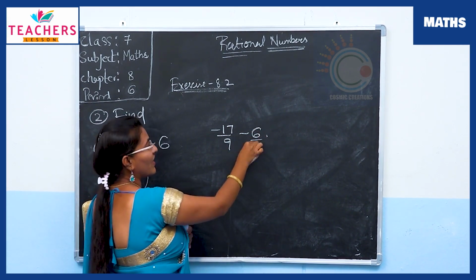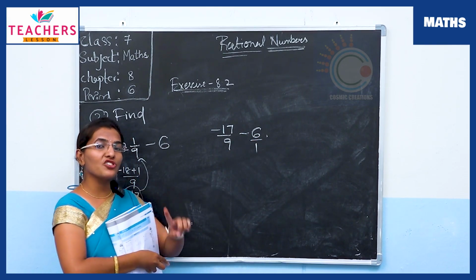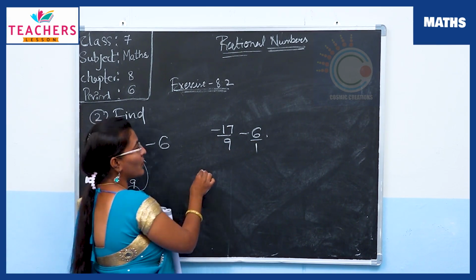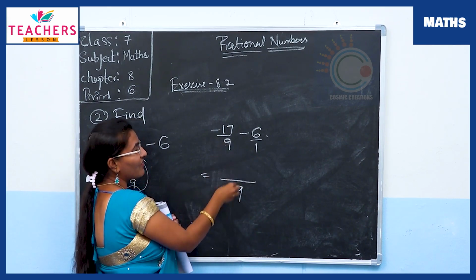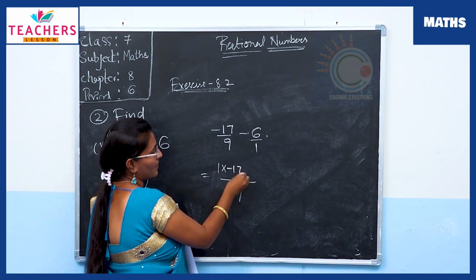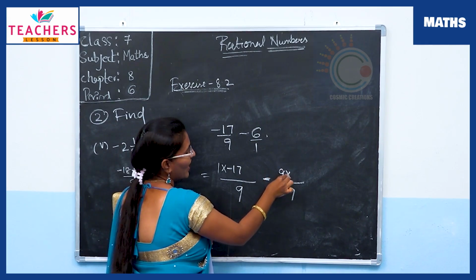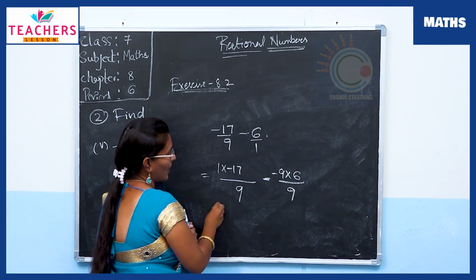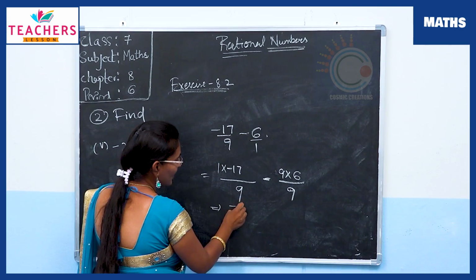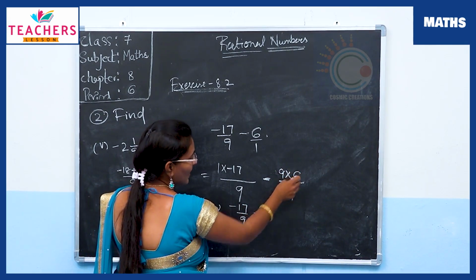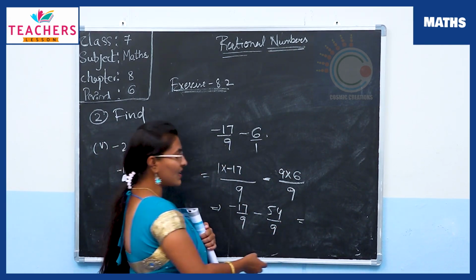So now we don't have a denominator for 6, so we can write it by 1, because rational numbers will always be in the P by Q form, right? So now we have 9 and 1. What is the LCM for 9 and 1? 9. 9 ones are 9, 1 into minus 17 is minus 17 by 9, minus 9 6s are 54 by 9. Now we got the common denominator, that is 9.